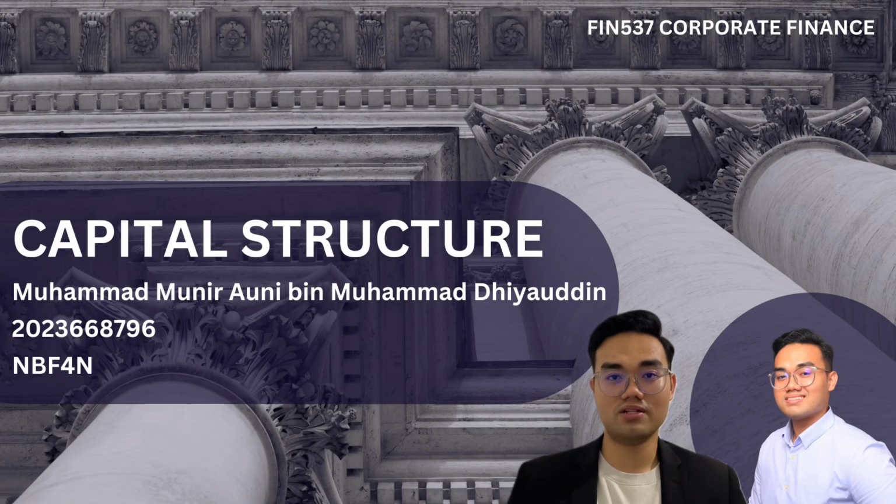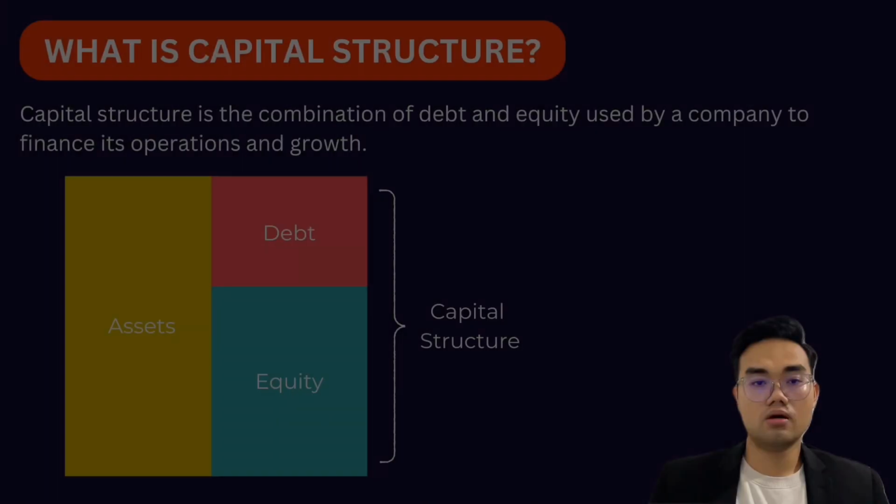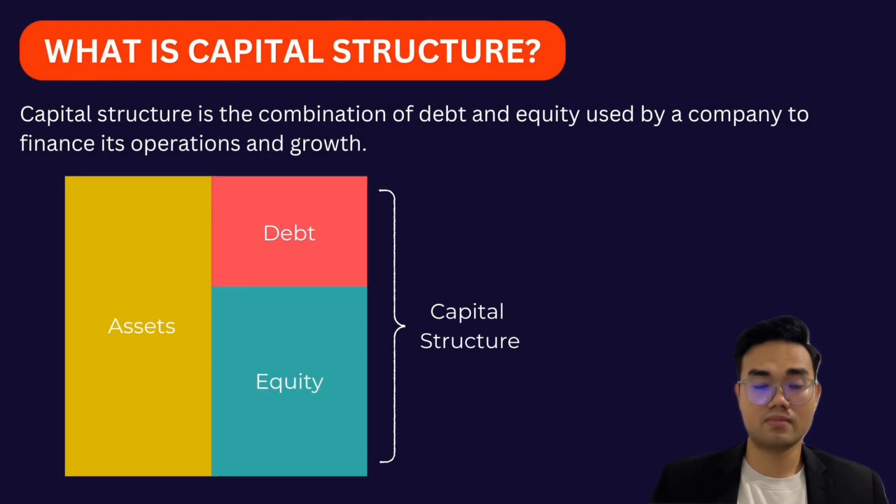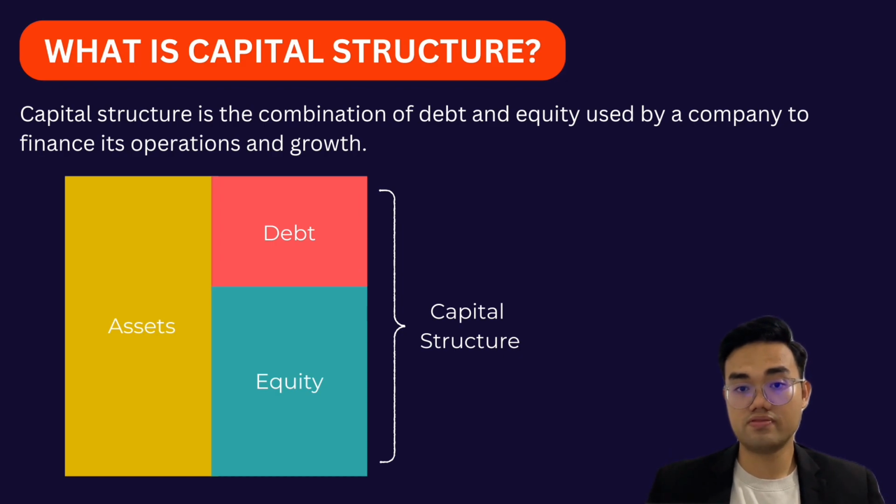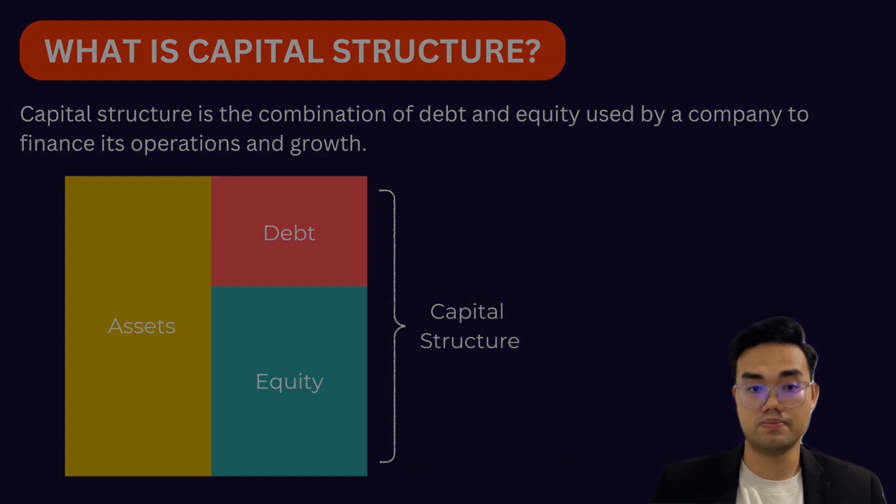I'm going to share on corporate financial decision making on capital structure. What is capital structure? Capital structure is the combination of debt and equity used by a company to finance its operations and growth. These combinations come from equity share capital, preference share capital, debentures, long-term loans, and retained earnings. Short-term debt is also considered to be part of the capital structure.